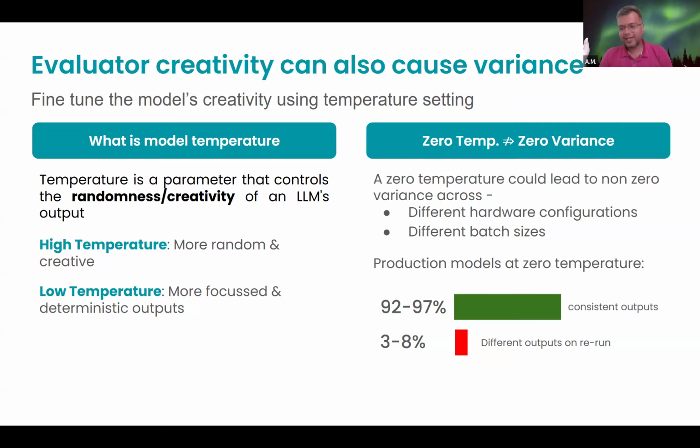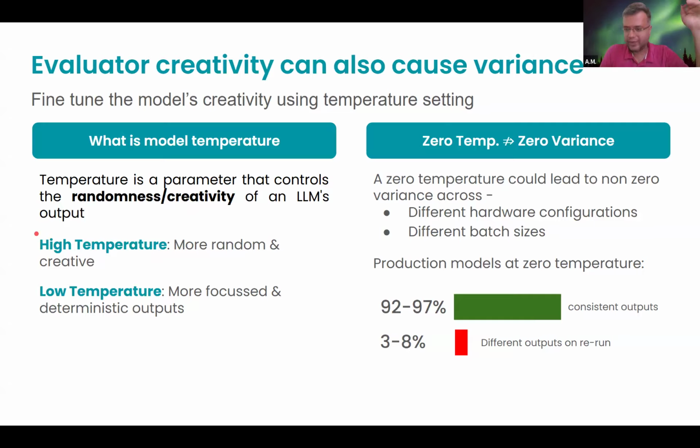There is no shame in saying that LLM as judge is not perfect. But as a builder, you have certain ways to reduce this variation coming out of the non-deterministic nature of LLMs. Now, how can you do that? Whenever you're using an LLM as judge, you should fine tune it to reduce the model's creativity using the temperature setting. So what is a temperature setting? A temperature setting is a parameter that controls the randomness and creativity of an LLM's output.